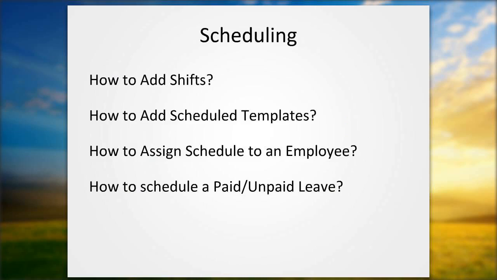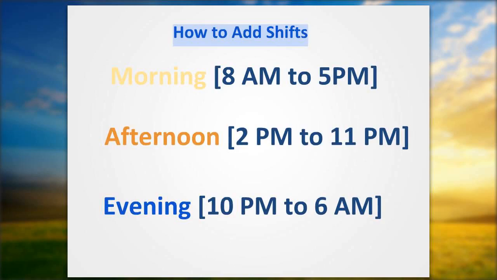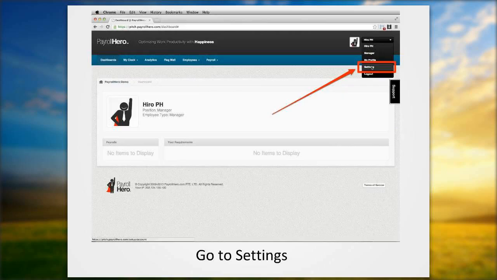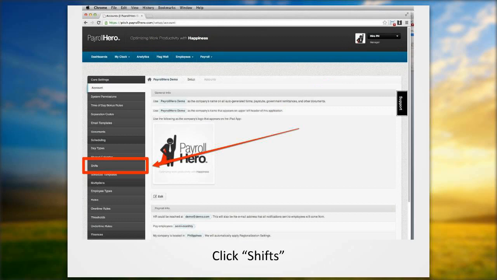For scheduling, these are the topics that will be discussed: how to add shifts, how to add schedule templates, how to assign a schedule to an employee, and how to schedule a paid or unpaid leave. An example of a shift that we'll be adding is an 8 a.m. shift. There are a lot of shifts, right? Morning, afternoon, evening shift. So click on Settings, then click on Shifts.